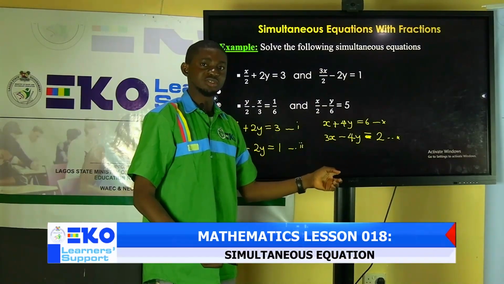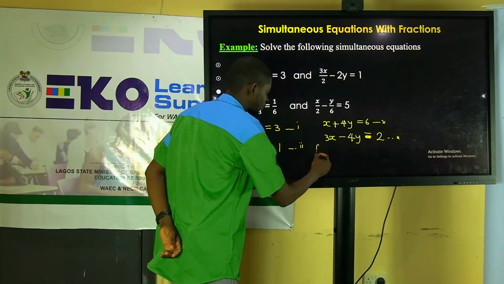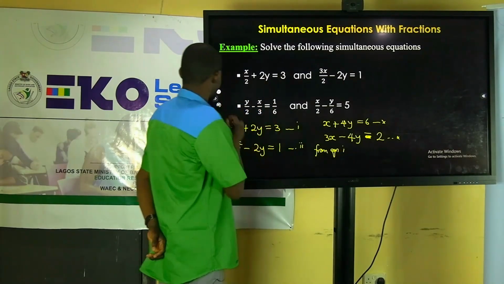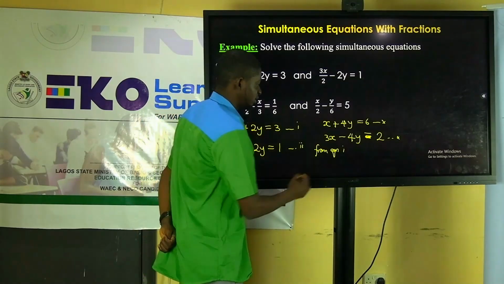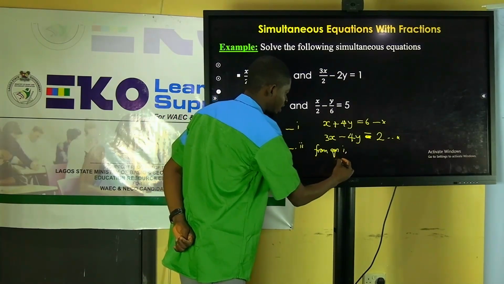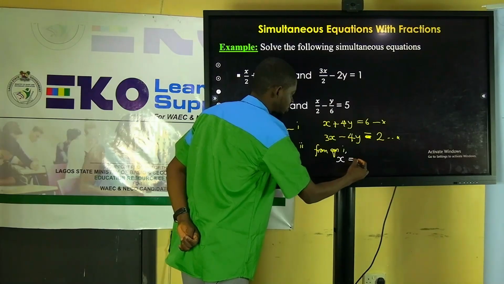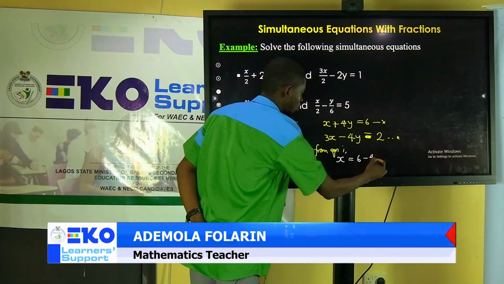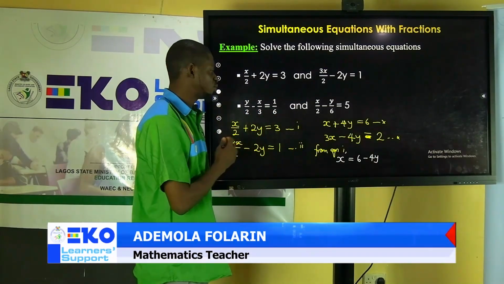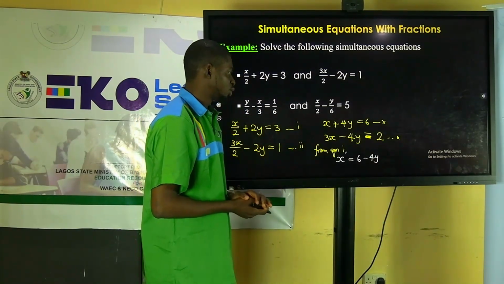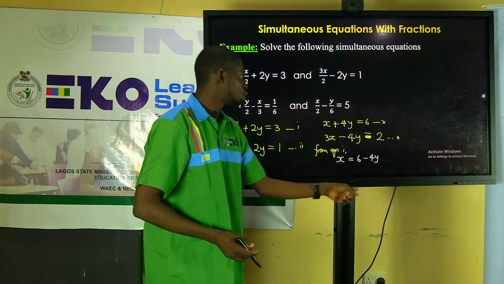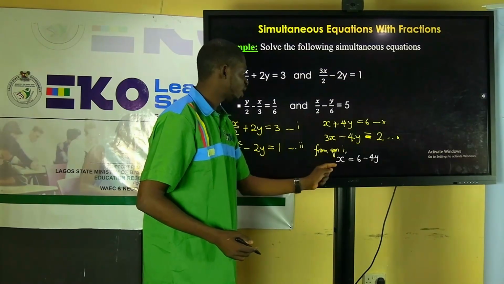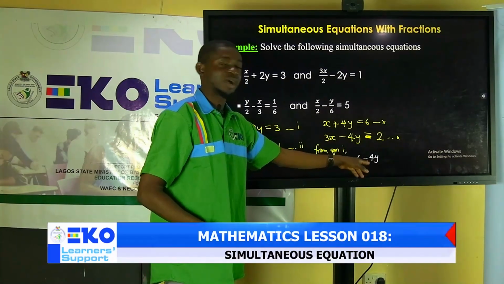second equation. So let's start from equation 1. So where the journey begins, from this equation 1, we have x equals 6 minus 4y. We already have value for x now. So we are now substituting this into equation 2 that we have here. We are substituting this into equation 2. So wherever we see x in this equation 2, 6 minus 4y, we take charge of it.